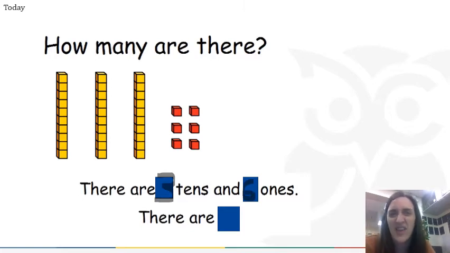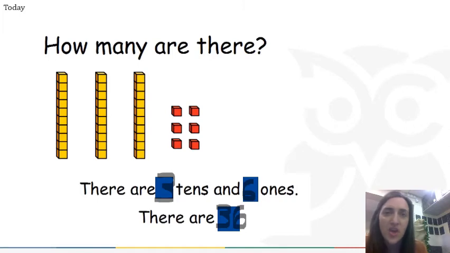How many is that altogether? Let's count up in tens 3 times. 10, 20, 30, 31, 32, 33, 34, 35, 36 altogether. Can you make your objects into 3 tens and 6 ones? And altogether you should have 36.